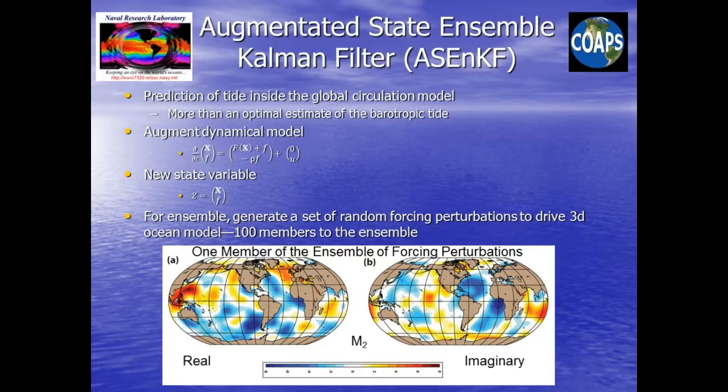It's a little bit blurry for the room, but the darkest colors are 8 centimeters. The average height of the M2 tide over the ocean is about 30 centimeters over deep water. So I'm putting on a perturbation on the order of about a third of the tide amplitude. We generated this randomly, and the scales looked like what that self-attraction loading field looked like. We created 100 of these perturbations and ran the full 3D model with this extra term 100 times for a month to get this new set of ensemble members.